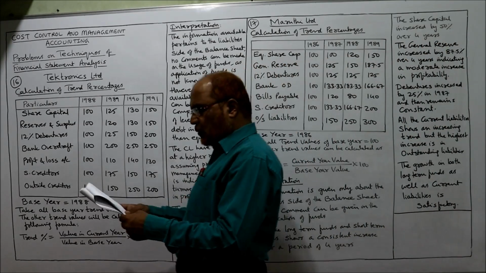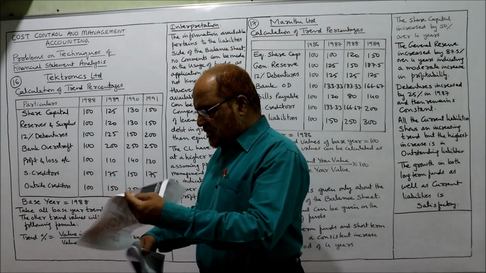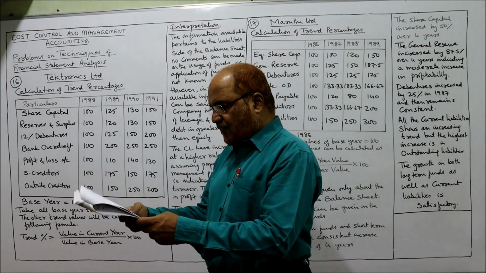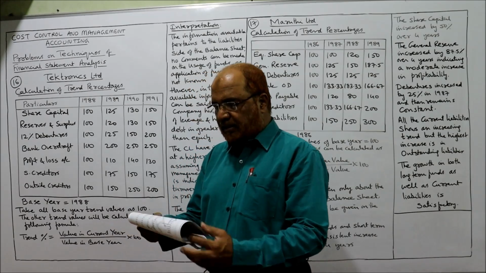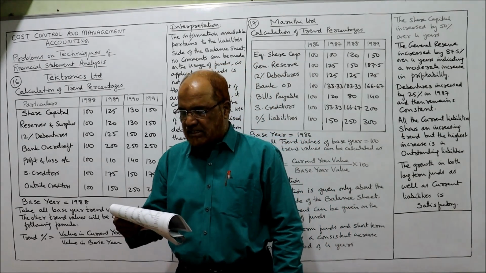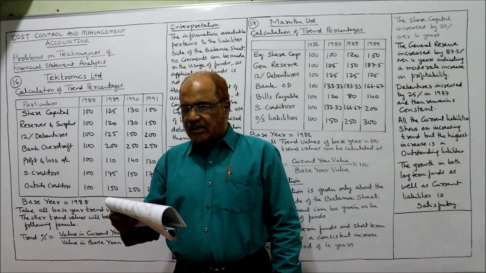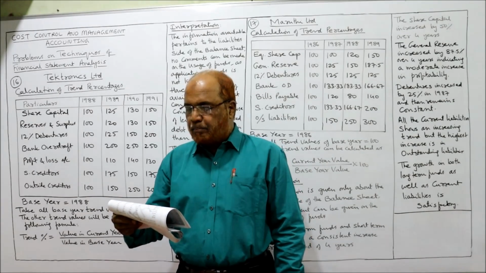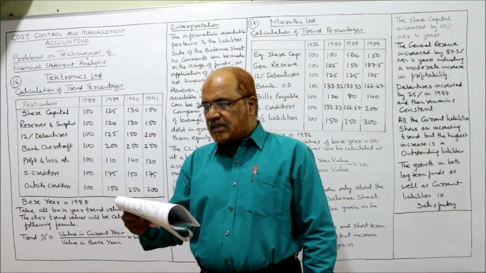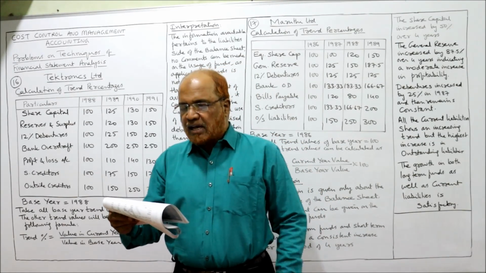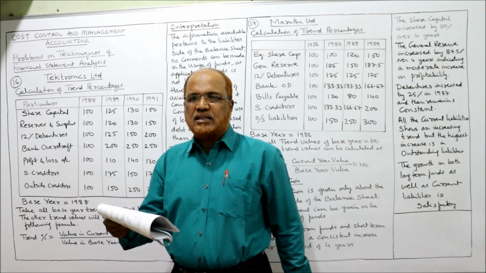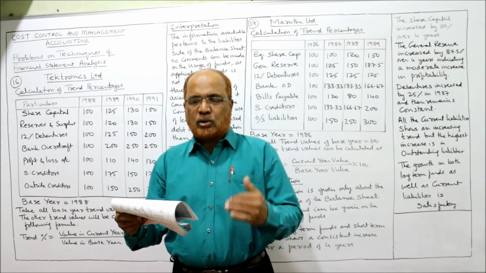Come on, see the 16th one. 16th problem I'm reading out. From the following data relating to the liability side of Tektronix Limited for the period ended 31st March 1988, you are required to calculate the trend percentage taking 1988 as the base year. That means 4 years data is given: 1988, 89, 90, 91. So it is asking you to take the base year 1988 and then comment also.